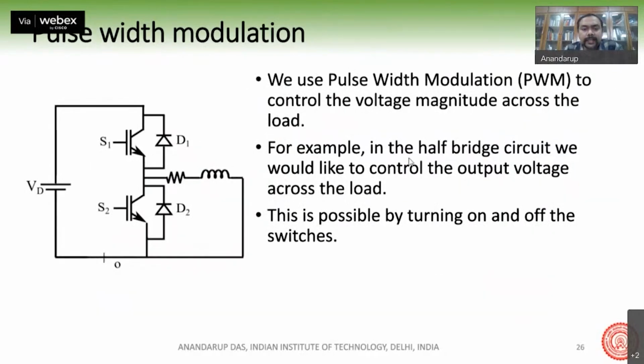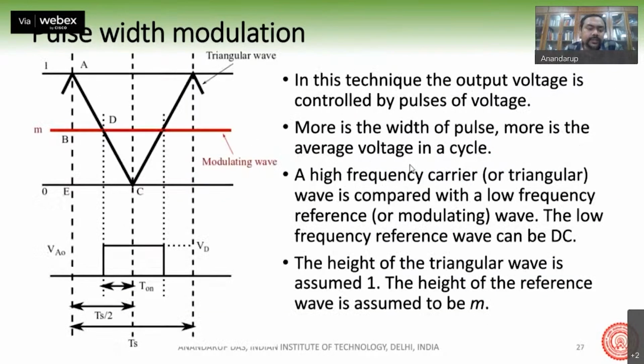And then we say that, of course, we can turn on and off the switches using pulse width modulation, where we can change the duty ratio of each switch by comparing this modulating wave with a high frequency triangular wave. If you move this modulating wave up or down with respect to the high frequency triangle, then you can change the duty ratio of the switches. And that means the width of the pulse being applied to the switches.